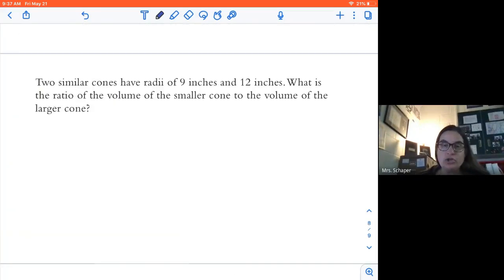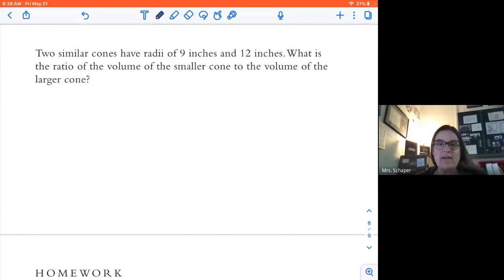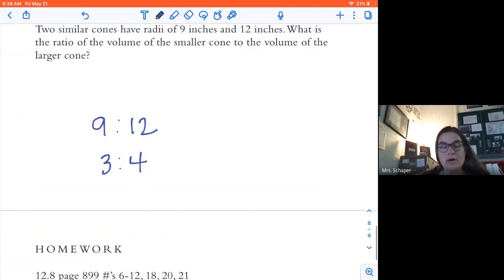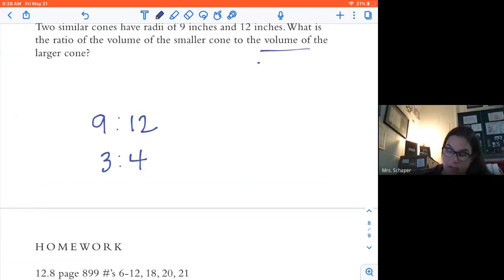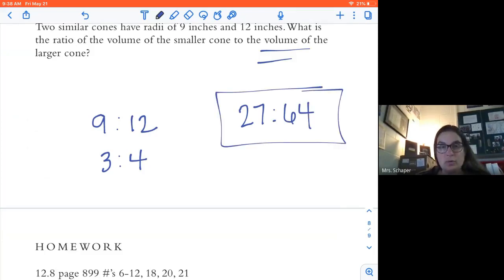Two similar cones have radii of 9 and 12. What is the ratio of the volume of the smaller cone to the volume of the larger cone? The radii are 9 to 12, which can be simplified to 3 to 4. If we're talking volume, that's going to be cubed. So 3 cubed is 27, 4 cubed is 64. That will be the ratio of the smaller cone to the larger cone.